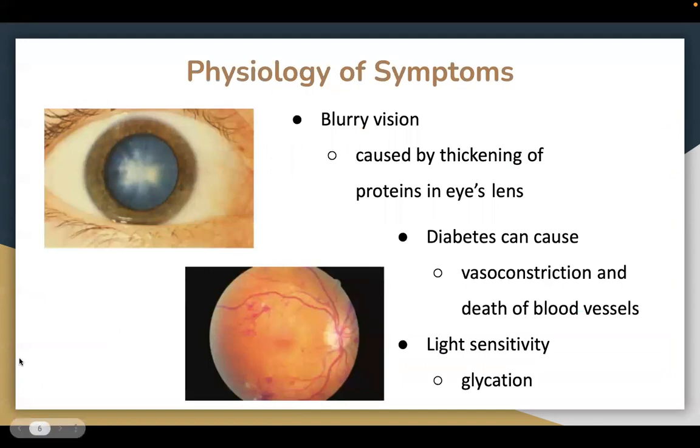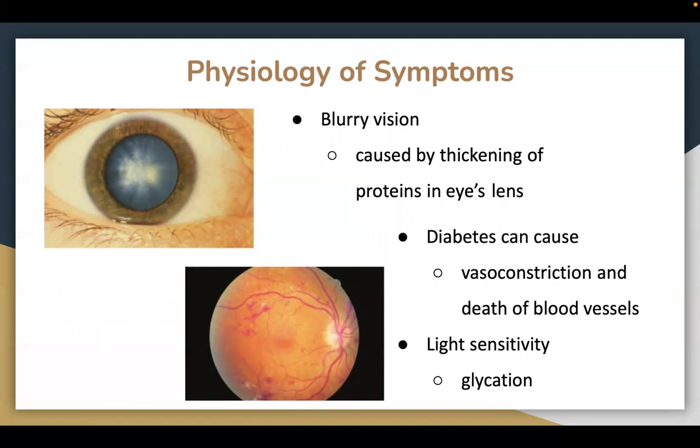Physiology of your symptoms. Blurry vision being the most common symptom of a cataract. As you can see in that picture to the left, the cataract covers the whole lens, and you can clearly see how it's cloudy and white and how your vision would be significantly impaired. This is caused when your proteins thicken, they want to clump together. And when they clump together, it can lead to blocking your whole lens and really just decreasing your vision.